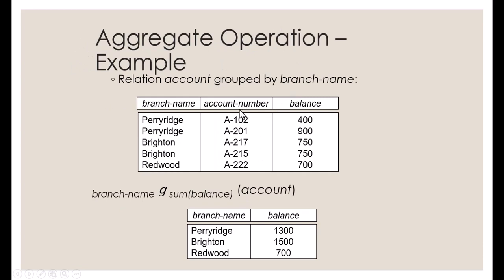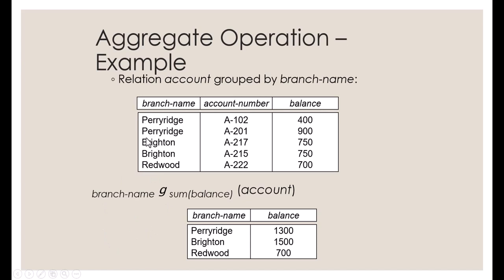Here's another example. We have account, and we have branch name, account number, and balance as the attributes. In this example, we are grouping by something. Here we have branch name on the left-hand side of the G, the aggregate function symbol. That means we are grouping by branch. On the right-hand side, we have account. We're accessing the account relation, and we want to use the sum function to sum all the balance. But we are grouping by branch name, so we want to look at different branches.